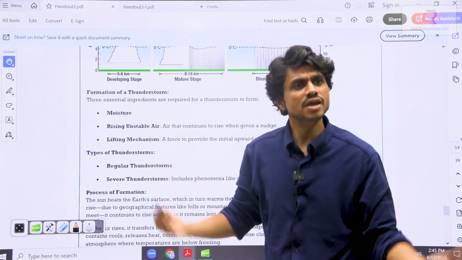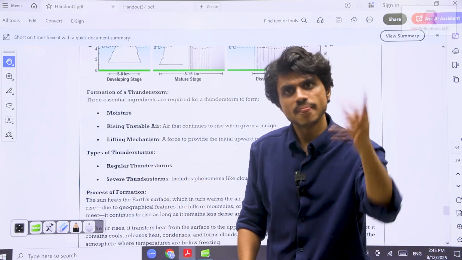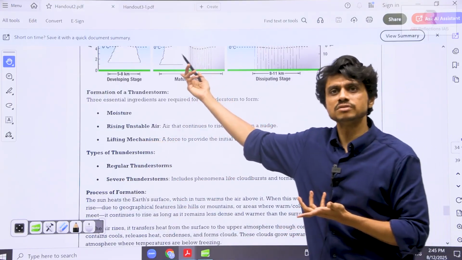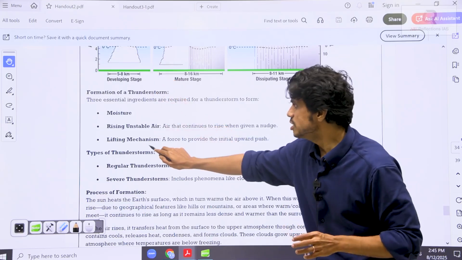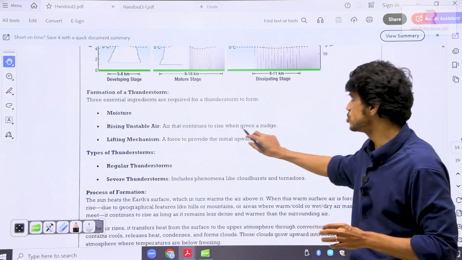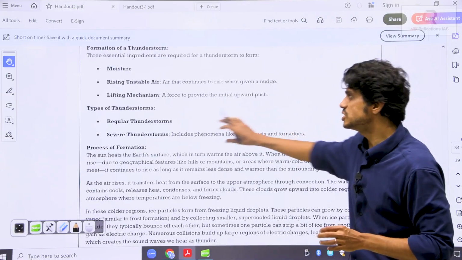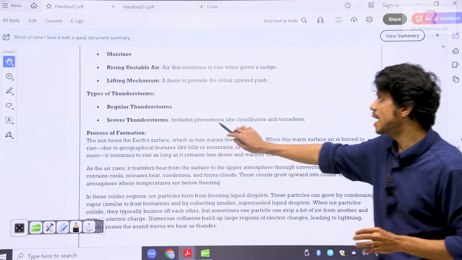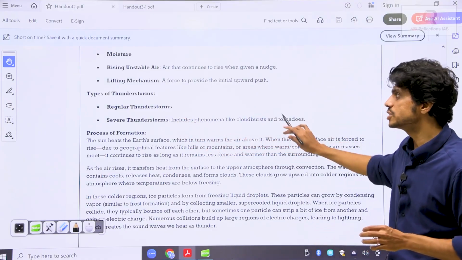When the temperatures are high, wind starts to rise. Or any lifting mechanism, orography. Mountain, it has come in the way. So lifting mechanism, it has moisture and it has rising unstable air. Air that continues to rise when given a nudge. So this will result in the regular thunderstorm. Sometimes severe thunderstorms might happen. It includes phenomena like cloudbursts and the tornadoes.